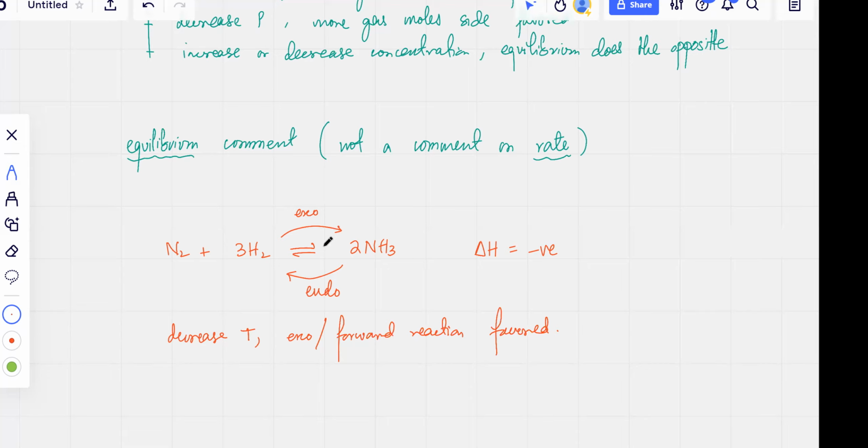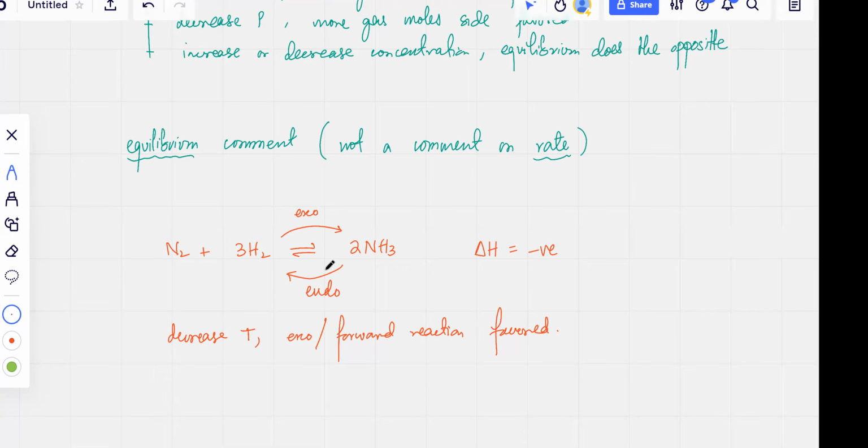So maybe both reactions are speeding up, but one of them is faster compared to the other one. Or maybe both reactions are slowing down, but one of them is still faster compared to the other one. So remember, try to understand this, that a comment on equilibrium is not a comment on rate. It doesn't tell you what's happening to the speed of the reaction. When we say that the forward reaction is favored, it just means that the forward reaction is faster compared to the backward reaction. So it's a comparison.